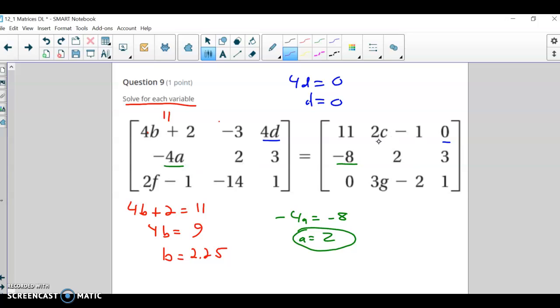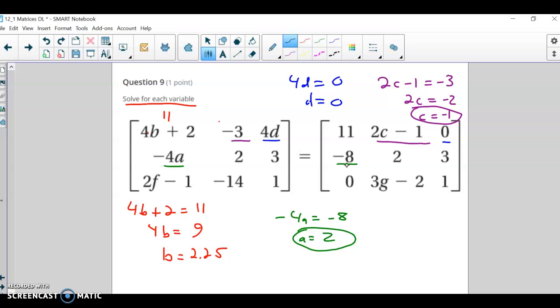What am I missing? Oh, C. So here's C. So that one lines up with negative 3. So 2C minus 1 has to be negative 3. So add 1, divide by 2. So C looks like negative 1.